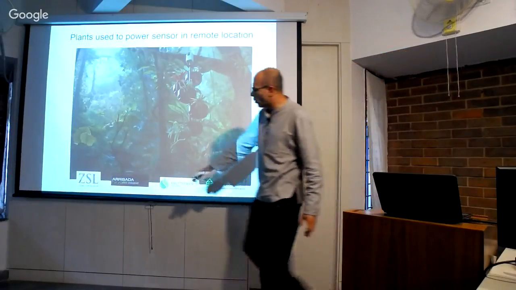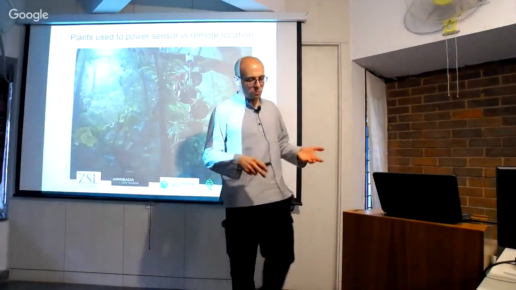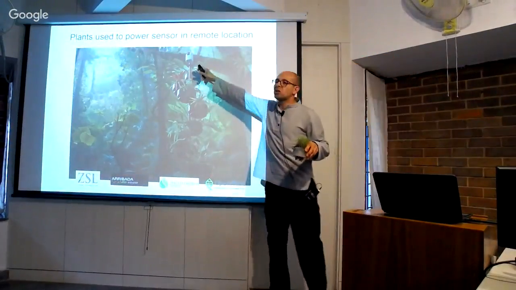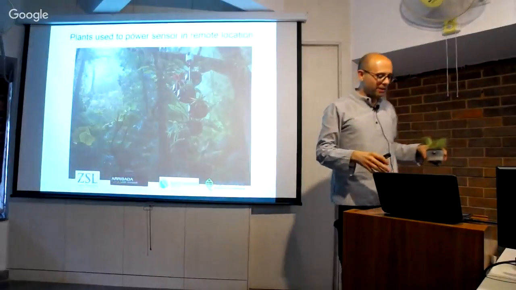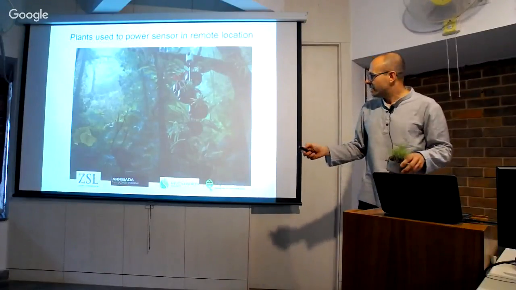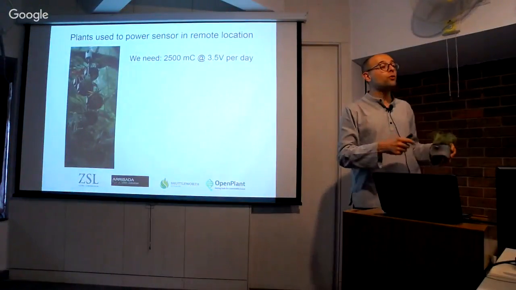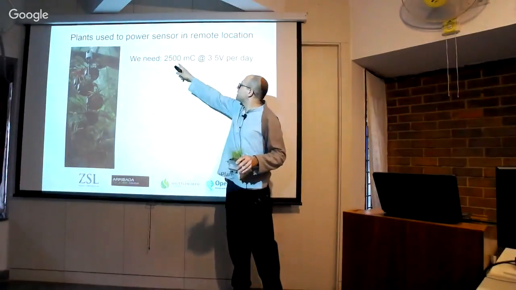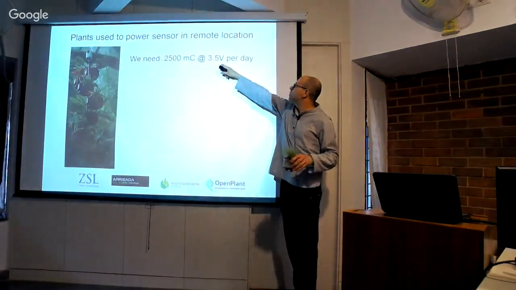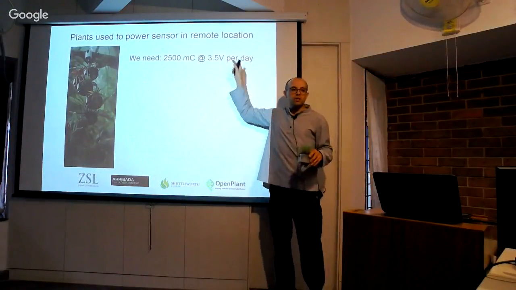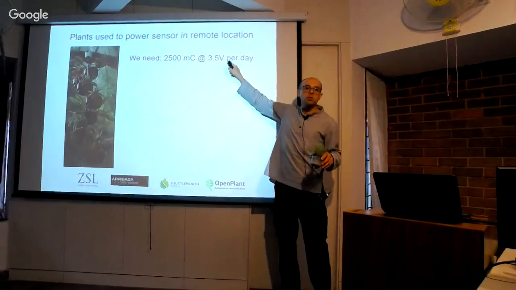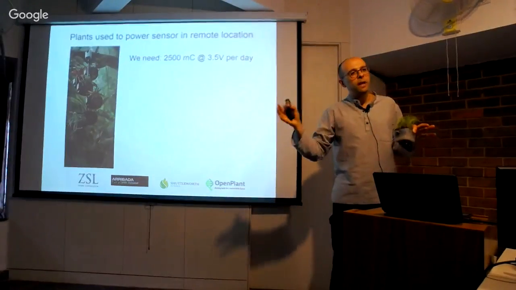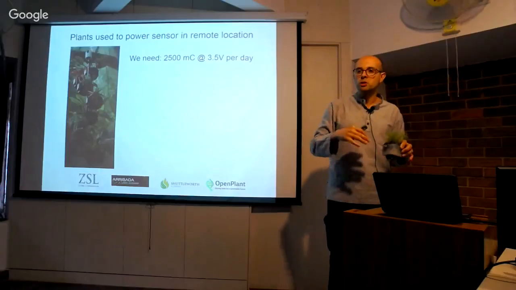So for this reason, people working at the Zoological Society of London approached me and asked me, can we actually build one of these systems to power camera traps in the forest? And I said, well, I don't know, let's do some calculation. So it's exactly what we ended up doing. First of all, I asked them, how much do you need? And the answer was, we need 2,500 millicoulombs at 3.5 volts per day. This is not very much, and they can run the device with this amount of energy, because there is a company that creates a camera trap for them specifically with low energy consumption.